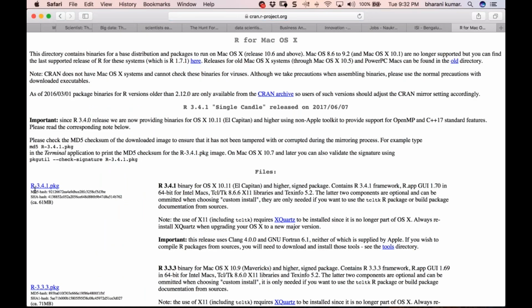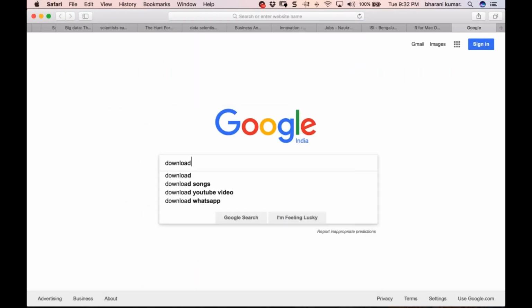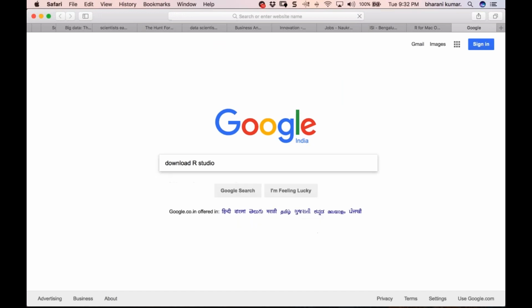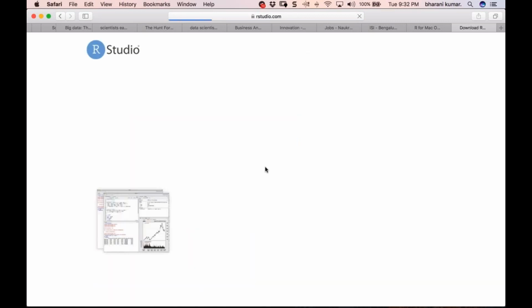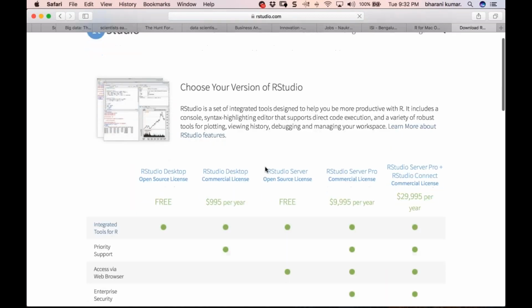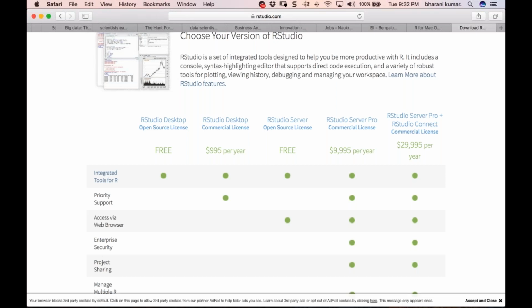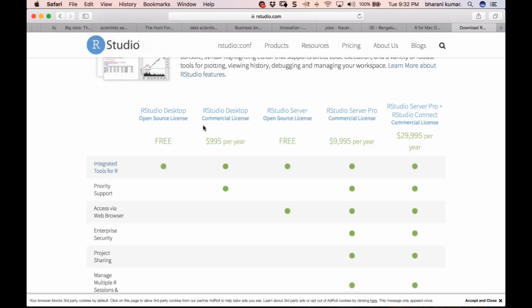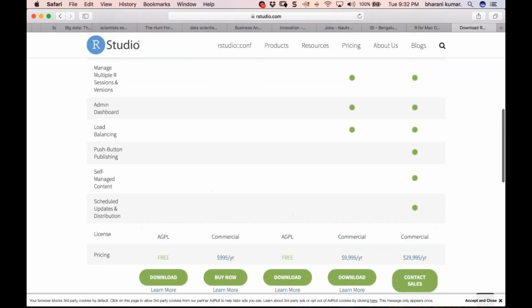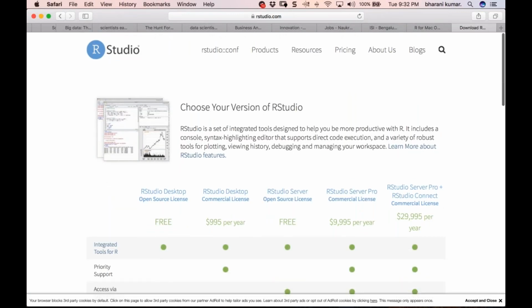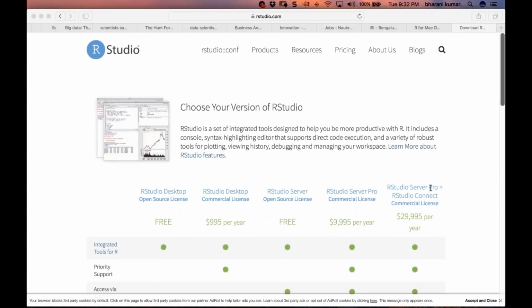Just do this, 3.4.1. On top of that, I request you all to also download R Studio. Just click on this. R is open source, free. Tomorrow I'll explain a little about that. R Studio, for personal use, is free. For commercial use, it is $995 per year. Don't forget that, so download only the free version. R Studio can also be installed for Mac or Windows.